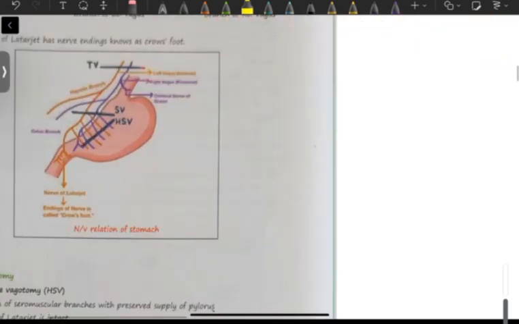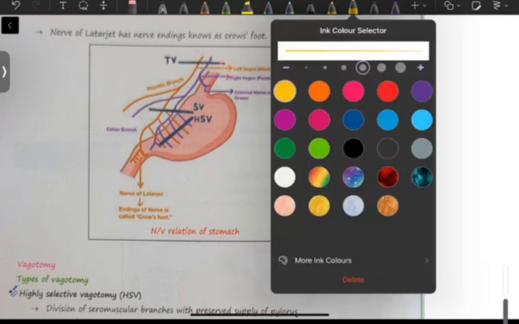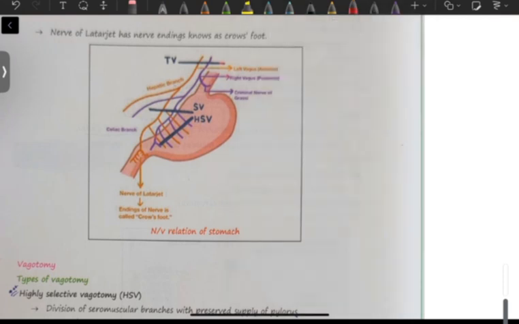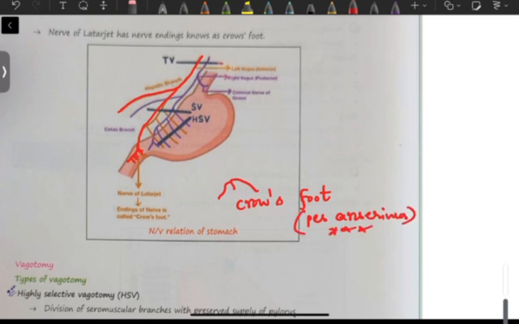Better to show it in this figure. So here, this is left vagus, right? And it gives the first branch, that is the hepatic branch, and many seromuscular branches are there. And then it will come till the pylorus. And there it gives numerous ending branches which appear like a crow's foot. This is called pes anserinus. Important, you will know why later, just follow up with me.